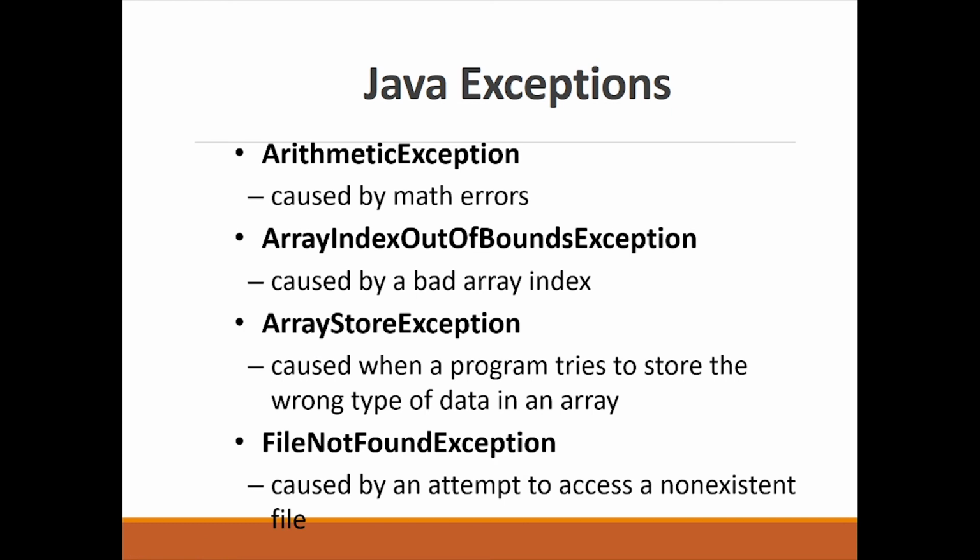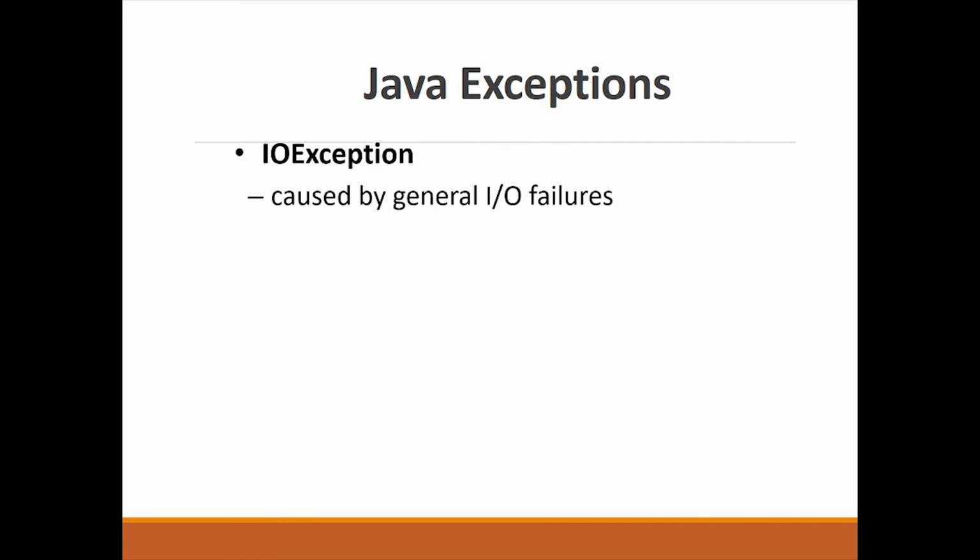Next we have the file not found exception. From the name, this is caused by an attempt to access a non-existent file. Usually this is used for programs that use file handling, wherein files are used as a database for certain programs. Then we have the IO exception, caused by general input-output failures.